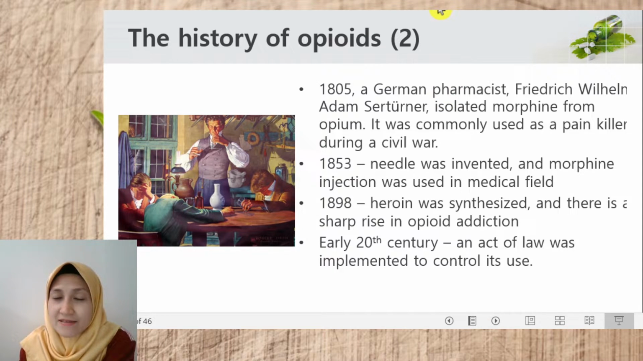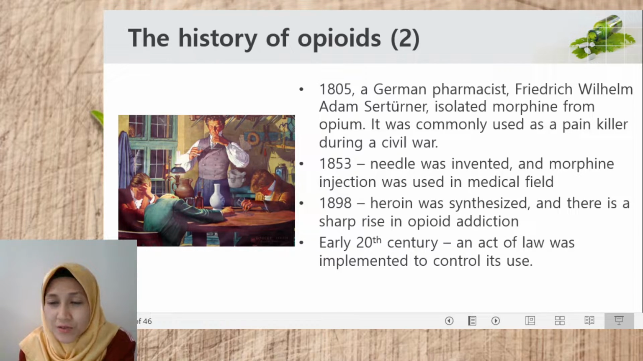In 1805, a German pharmacist, Friedrich Wilhelm Adam Sertürner, isolated morphine from opium. Originally it was used in its original form from the plant itself. But then this German pharmacist isolated the chemical compound from opium, and this morphine has been used as painkillers. Fifty years later, the needle was invented, and morphine was made in injection preparation, and it has been used in the medical field as painkillers.